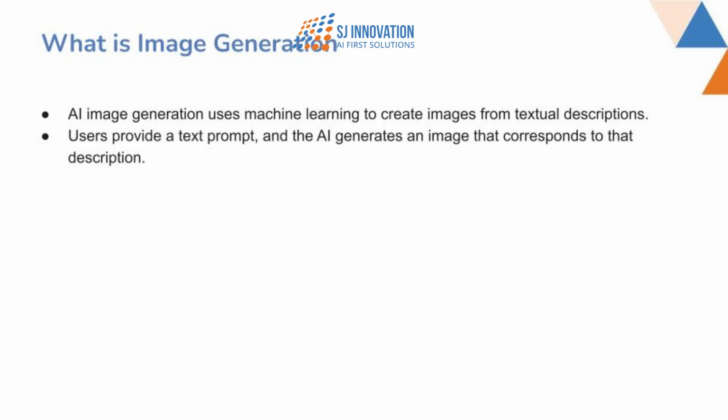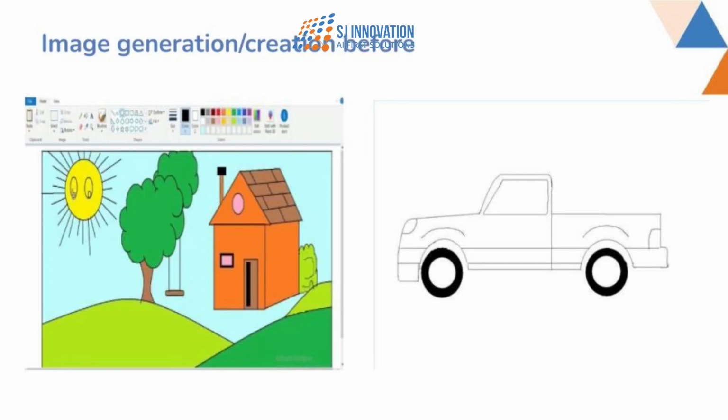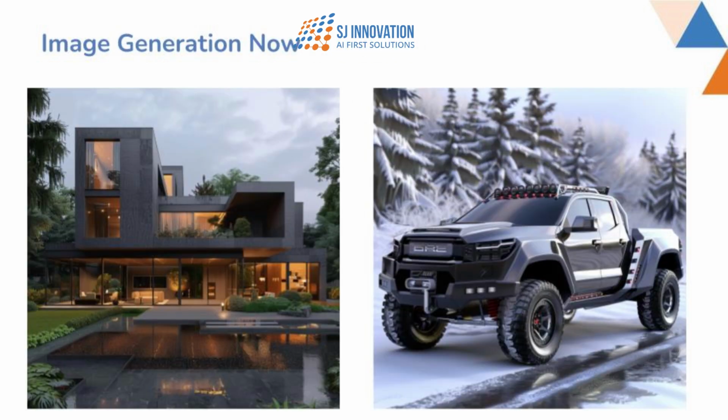Now, the images which I had shown over here were drawn using Paint. The same images, I used an image generation tool and generated using that tool. So these are the two images that I've got as a result. Basically, what I told this particular AI was a basic house, that was my normal prompt which I put, and a car.